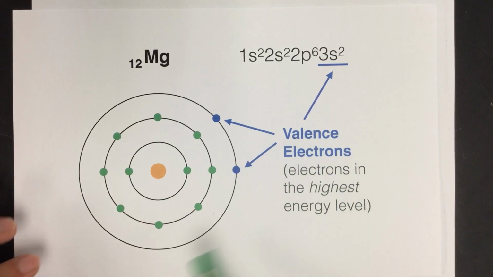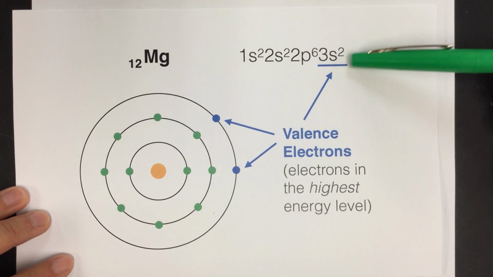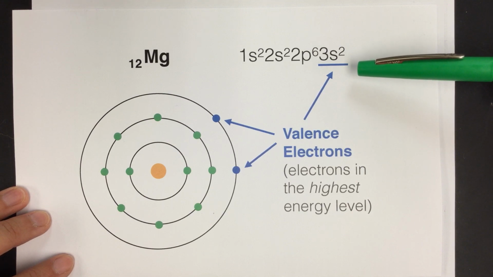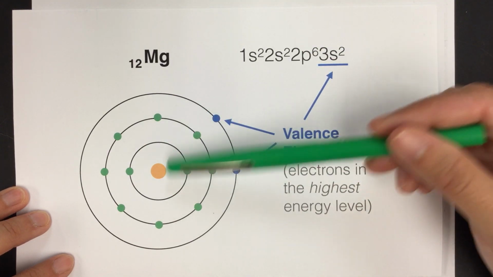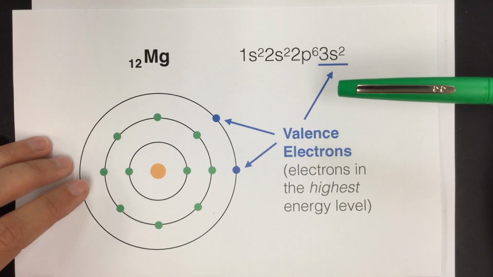And since valence electrons are only the ones in the highest energy level, they're always just going to be s or p electrons. Okay, we will never have d or f as valence electrons. And that's because the d and f go into energy levels that are inside of the highest energy level. All right, so that'll make more sense when we go through the worksheet.